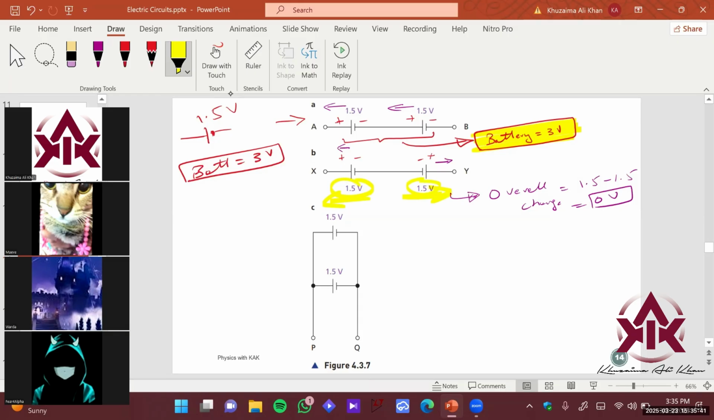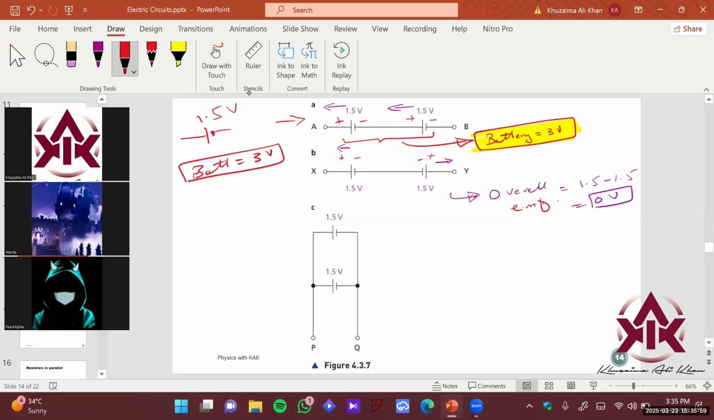Therefore, there would be no motion of the charges, and no current flowing. The overall EMF of the battery in this configuration is going to be basically 0 volts. That means it is not going to push a charge to move around, right? Okay. So what is the rule here?